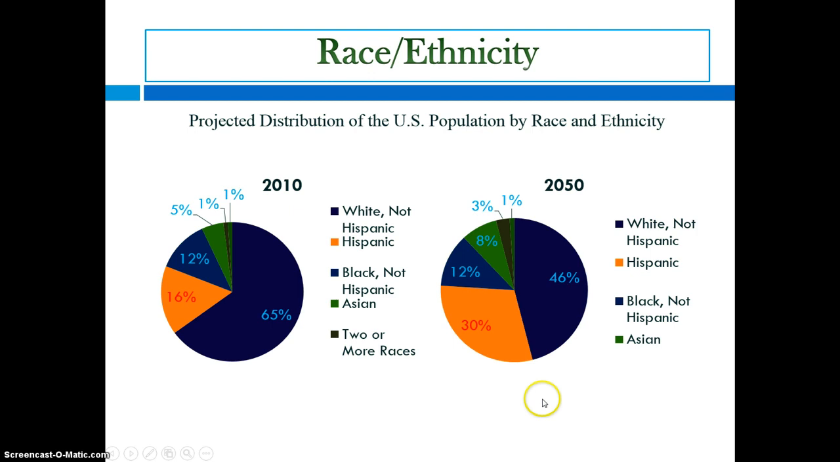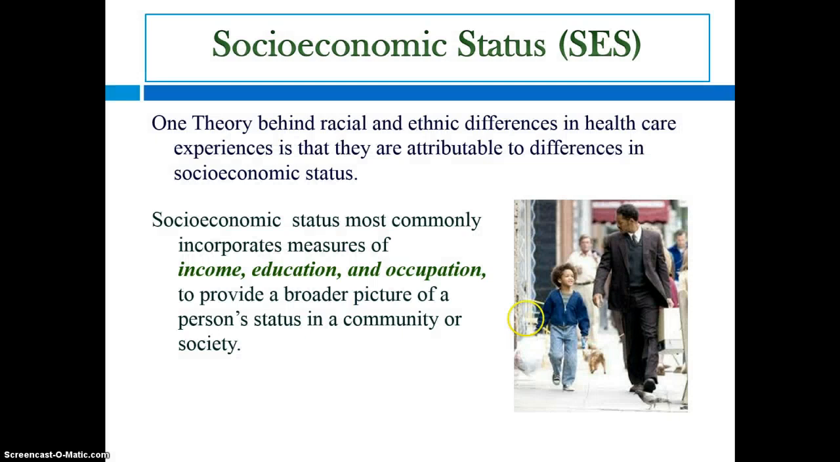In 2010, the majority, which is the 65%, the blue area, was held by the white non-Hispanic group. That group almost doubles by 2050. And you'll see a reduction in the white non-Hispanic group. So neither of these groups, if the predictions hold true, will be in the majority by 2050.